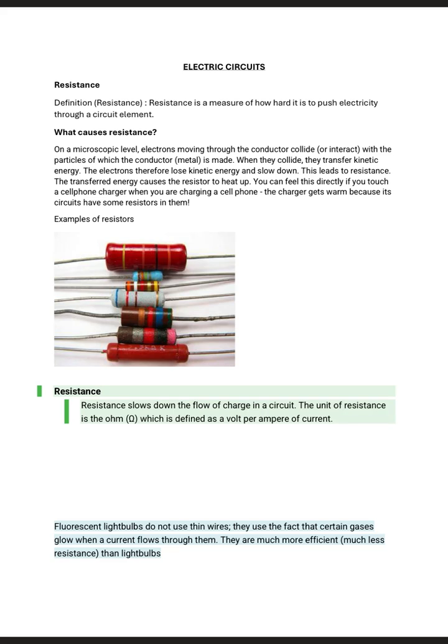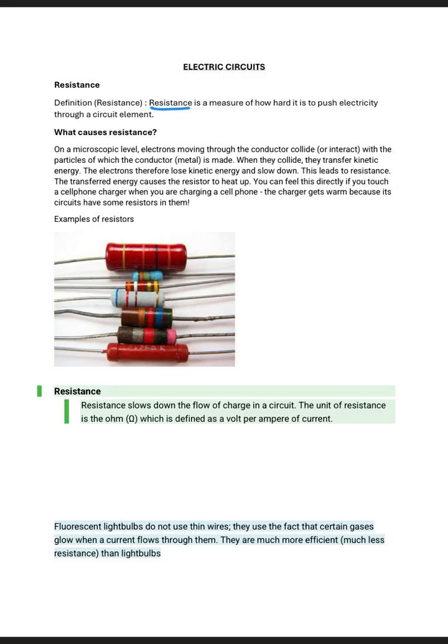Good day, grade 10s. Today we're going to do electric circuits again. This will be the part 2 part, and we will start with resistance. So what is resistance? Resistance is a measure of how hard it is to push electricity through a circuit element, right? Yeah, through a circuit element.